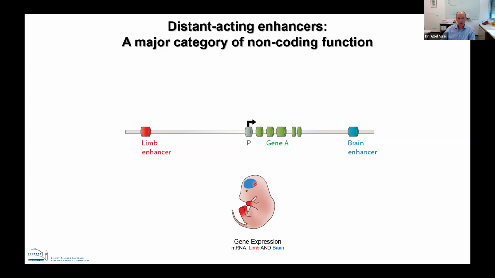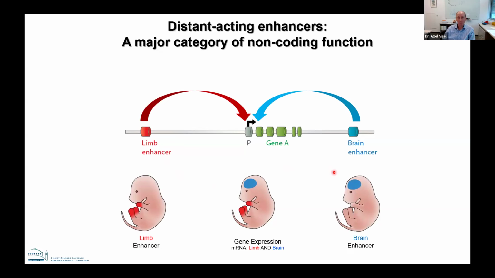We have here a mouse embryo with a hypothetical gene expressed in the brain and in the limbs. This cartoon gene has a limb enhancer and a brain enhancer. These enhancers can be upstream or downstream of the gene. They can even sit in introns. And what they do is they act on the promoter in a tissue-specific manner to activate transcription. So here we have the limb enhancer, and here we have the brain enhancer. And so in a limb cell, the limb enhancer would be active. In a brain cell, the brain enhancer would be active.